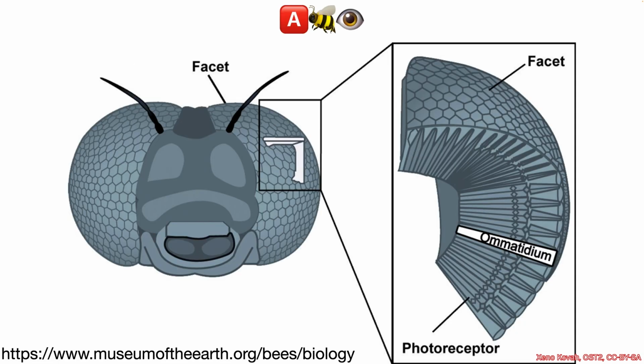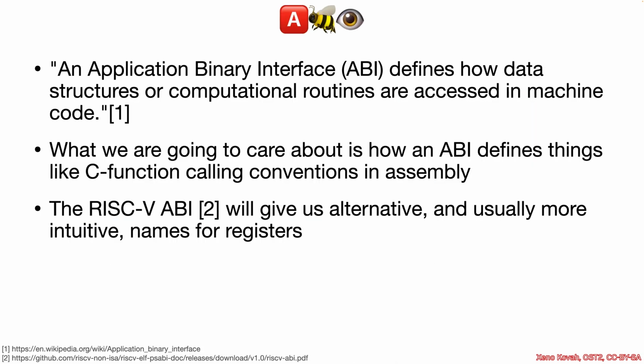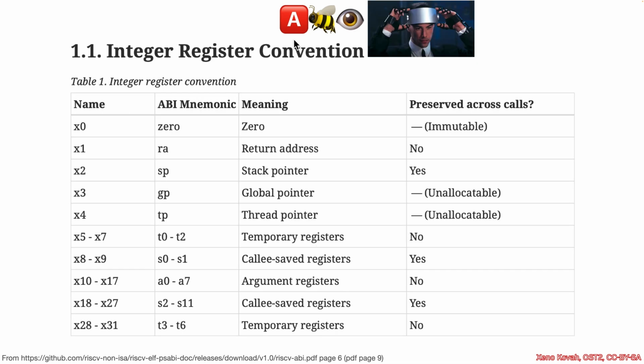Now let's talk about ABI, the application binary interface, which defines how data structures or computational routines are accessed in machine code. What we're really going to care about from the ABI is how it defines things like calling C functions. So that's specifically called calling conventions. Additionally, we like the RISC-V ABI because it gives us alternative and usually more intuitive names for registers instead of just X0 through X31.